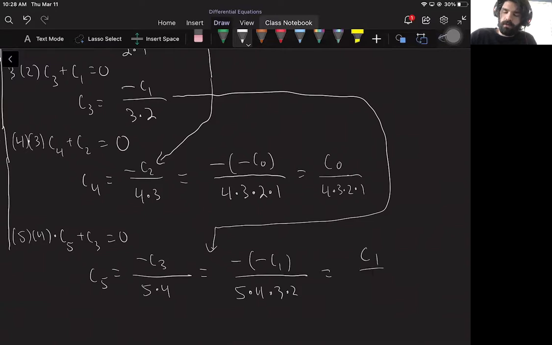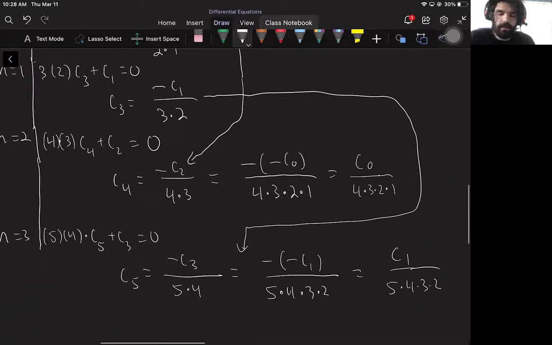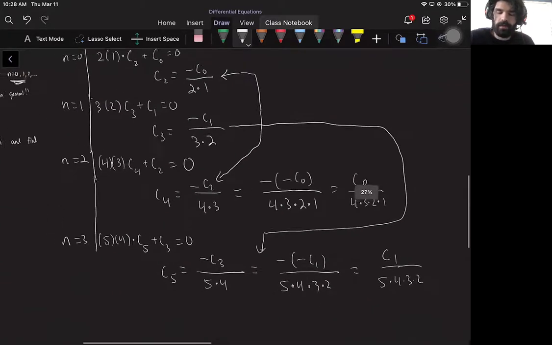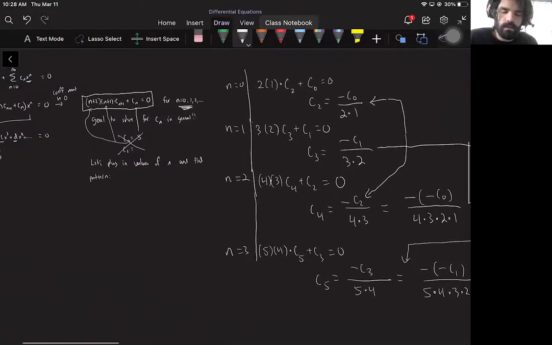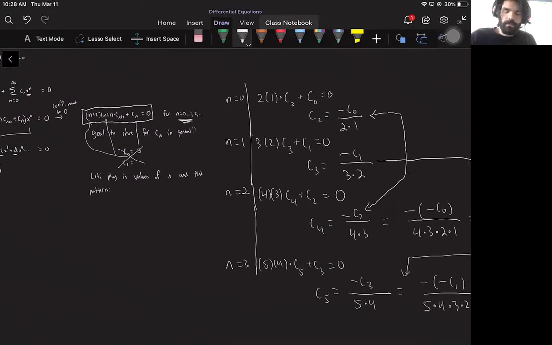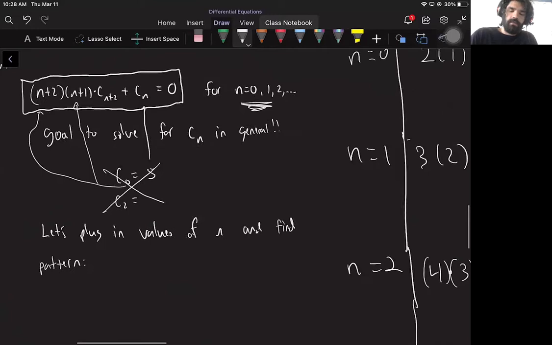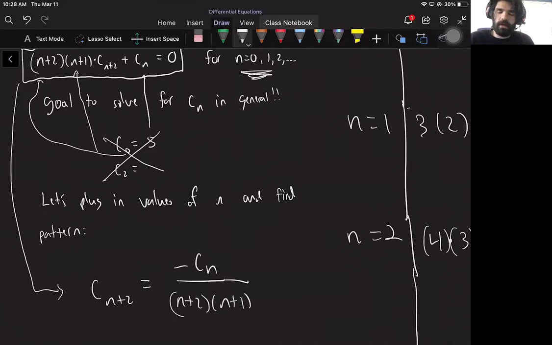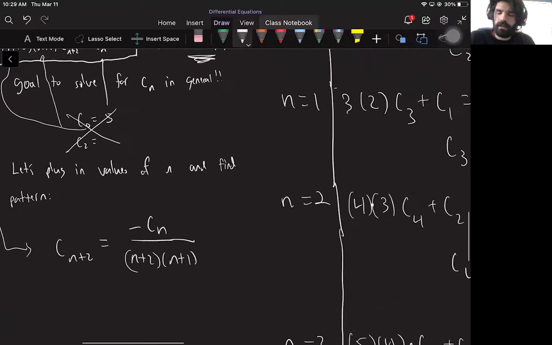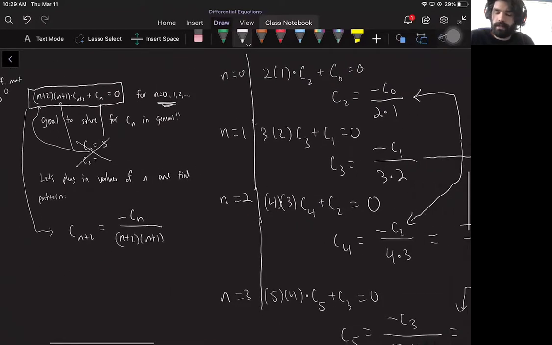And I get C1 over 5 times 4 times 3 times 2. Okay, so this is enough to establish the pattern of the coefficients. And that's our goal here. So one trick that we could have done earlier is you can write C(n+2) as negative Cn over (n+2)(n+1), so you don't have to keep dividing. So in the future, you should probably do something like that. Okay. But in any case, so what now?